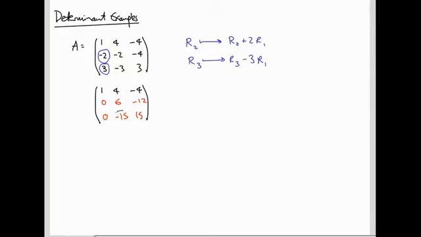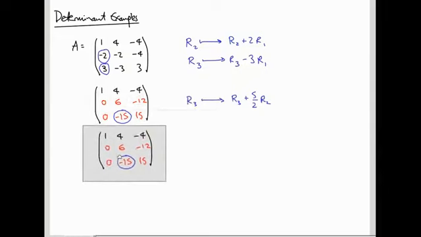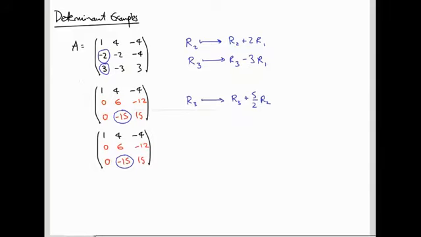This is still not in echelon form. I have this 15 here to get rid of. So to get rid of that, what do I need to do? I need to do row 3 goes to row 3 plus 5 over 2 row 2. So the 5 over 2 is going to turn that 6 into a 15. So let's copy and paste this.